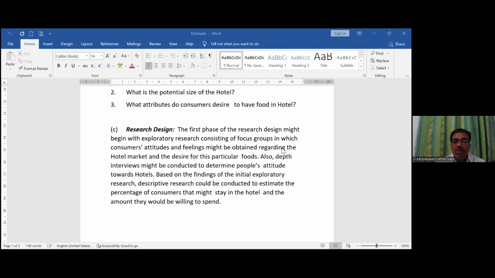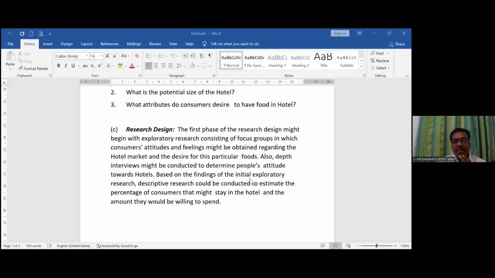Also, depth interviews might be conducted to determine people's attitudes towards hotels. So what is the depth interview? We can also approach the experts in the particular field. We can conduct some depth interviews, just like a debate on television. In a depth interview, only one expert will be there, and several questions will be asked of the same expert relating to the particular issue.